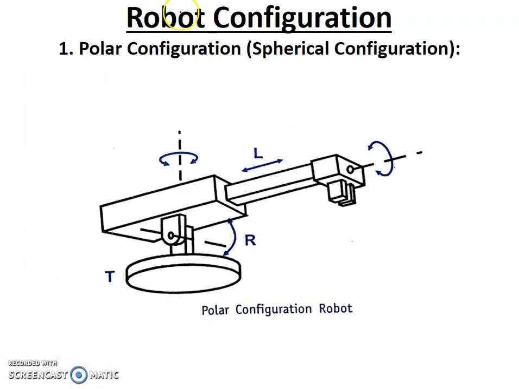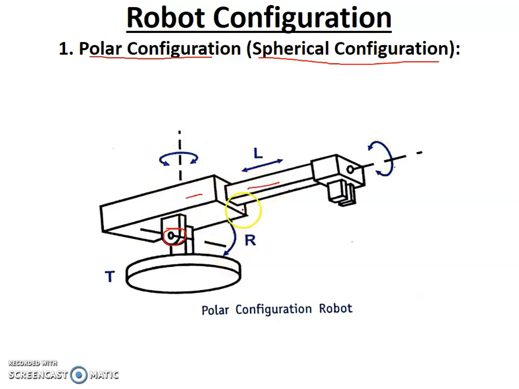Next we have robot configurations. What are all the different types of robots we can create with different types of motions in the robot joints? The first robot is the polar configuration, also called the spherical configuration of the robot. Here we can observe this is the base of the robot and this is another joint. We can have a joint here, and this is the link, and again here we have another link.